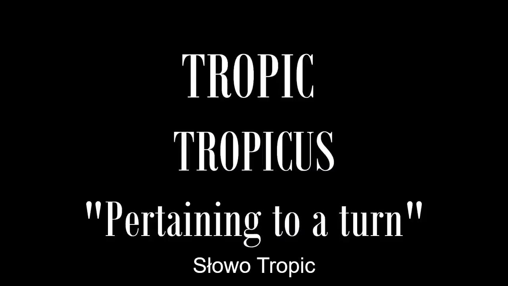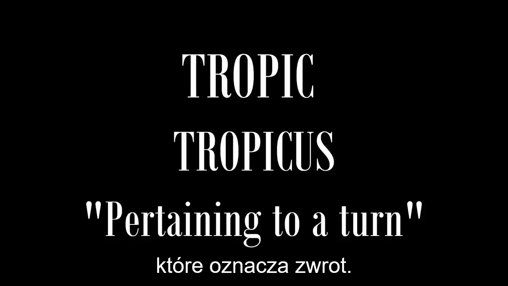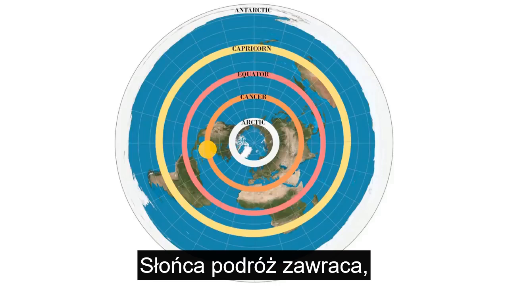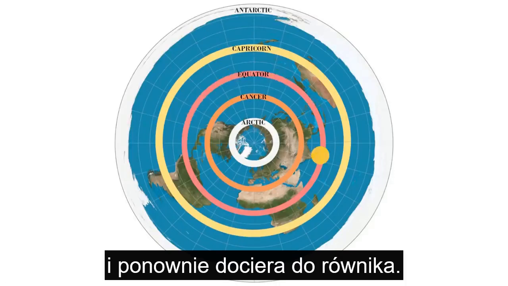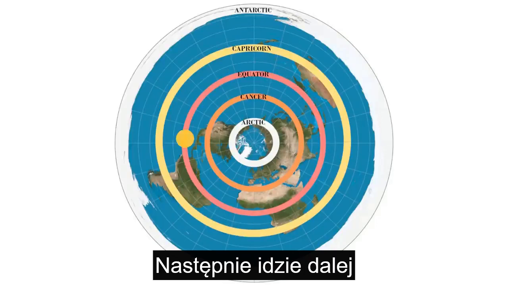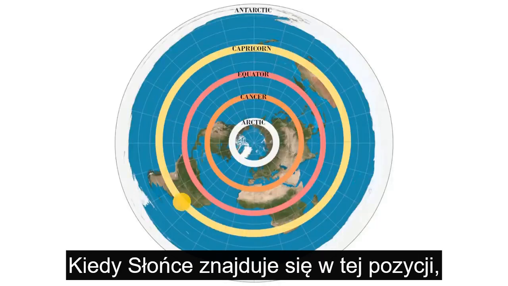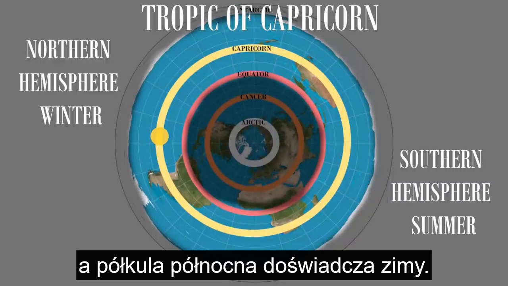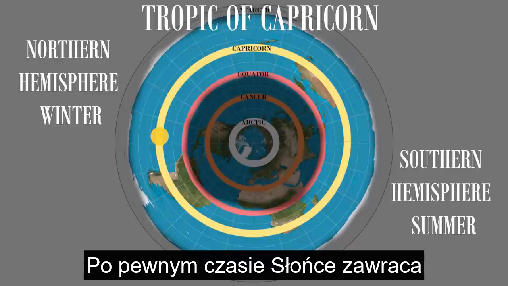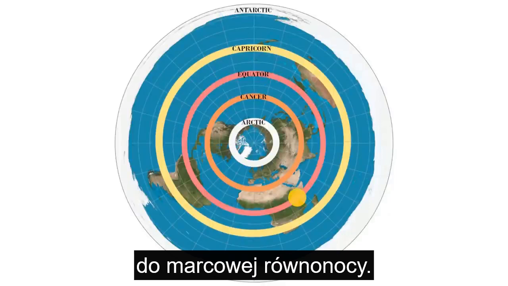The word tropic stems from the Latin word tropicus, which means pertaining to a turn. The sun journeys back, taking the same concentric spiral path, and reaches the equator again. It then keeps going and reaches the Tropic of Capricorn. When the sun is in this position, the southern hemisphere experiences summer and the northern hemisphere experiences winter. After a time, the sun turns and begins making its way back to the equator for the March equinox.